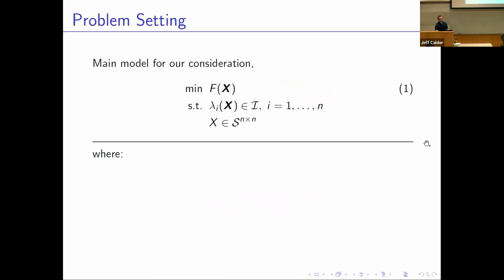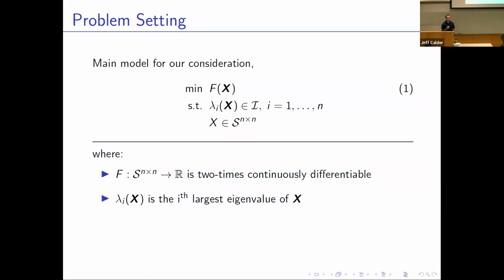All right, so our main model for consideration today is going to be a smooth matrix optimization model. It's going to be non-convex in nature because we're not going to assume any convexity on the objective function f. We're going to assume that f is at least 2 times continuously differentiable, mapping the set of symmetric matrices to the real numbers. And we have interval constraints on our eigenvalues.